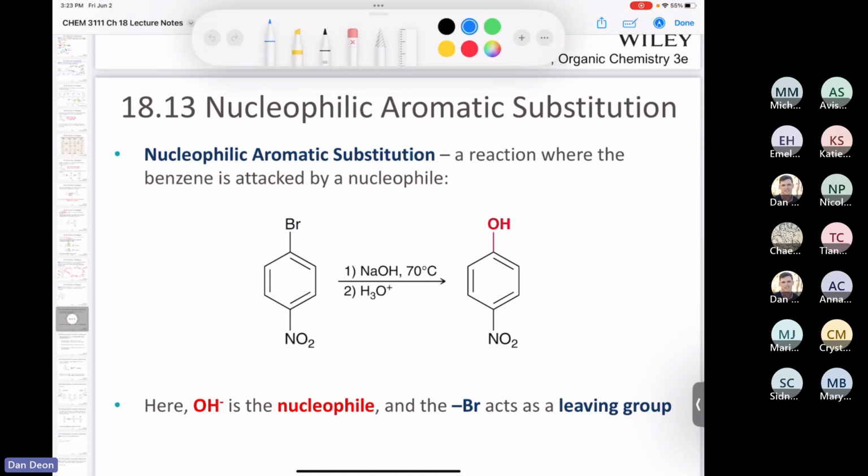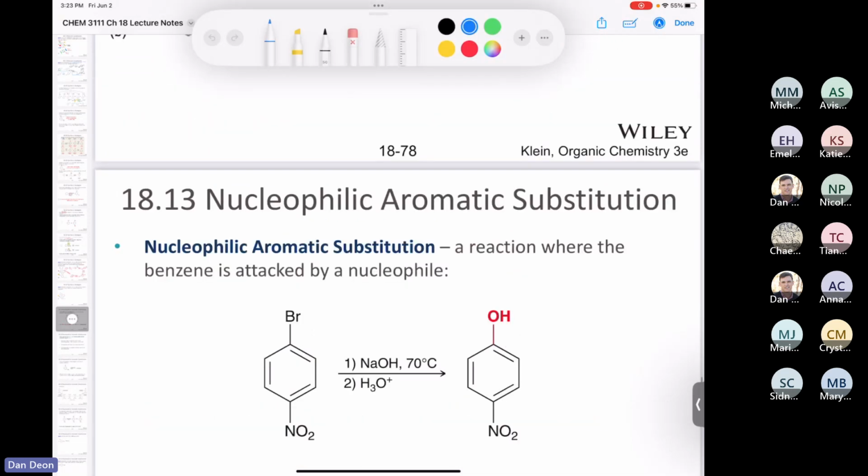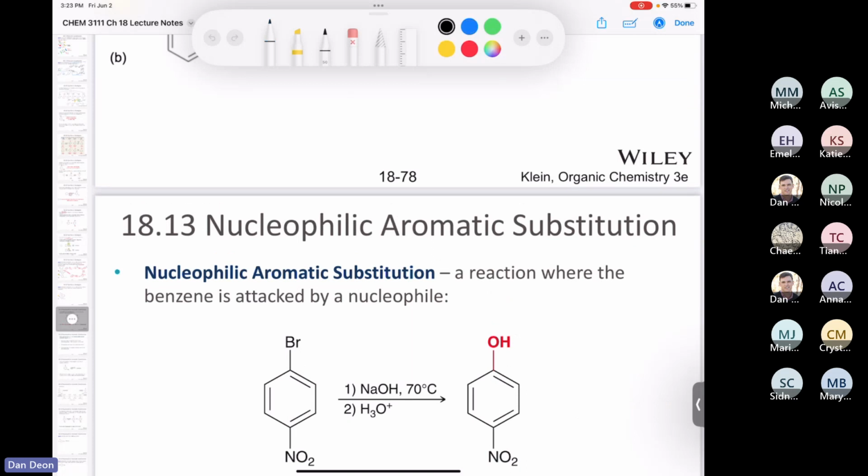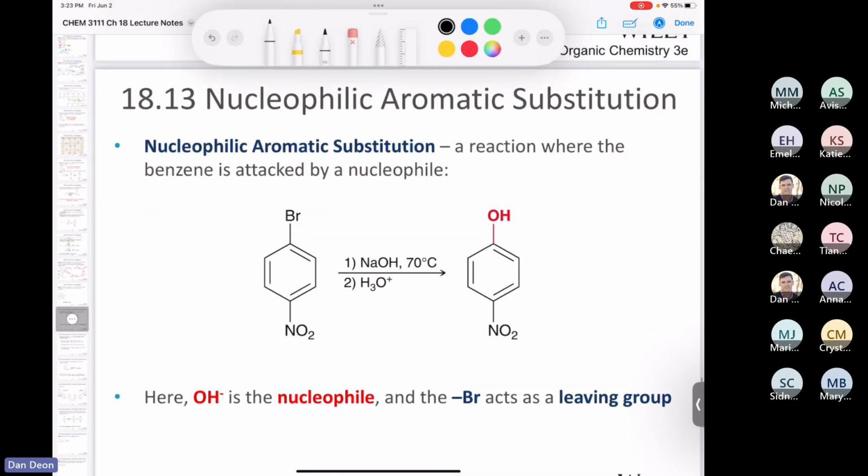So now we're getting out of electrophilic aromatic substitution. In fact, on the last slide, you could write electrophilic aromatic substitution, done. We've completed all of that, and that was the vast majority of the chapter, and now we're on to something new.